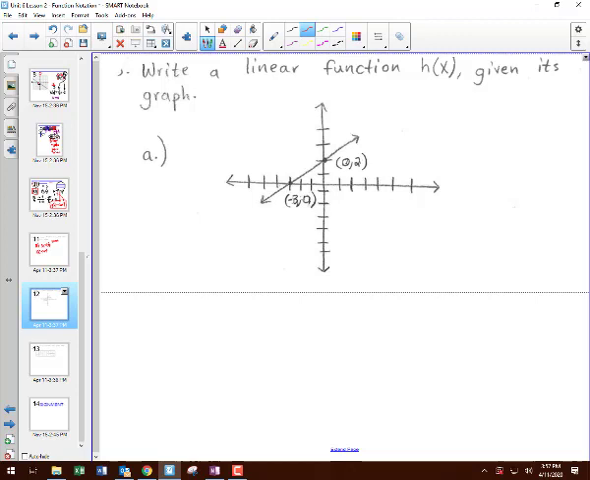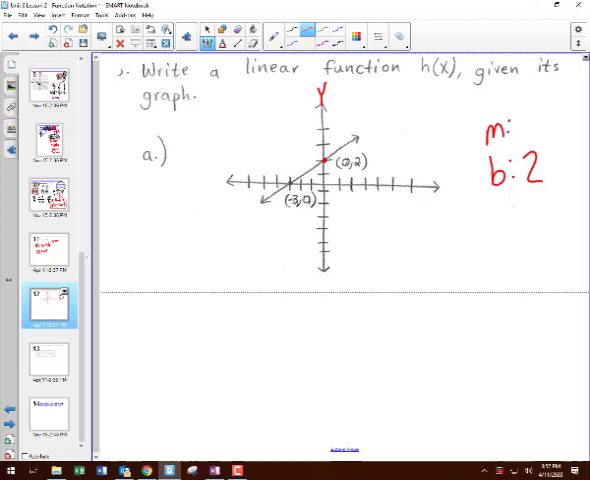On the second page, we have an example with a graph here. Remember, we need an m and we need a b. b is where it's crossing the y-axis. Here's our y-axis. This one's pretty easy. It's right here. So b is going to be 2.